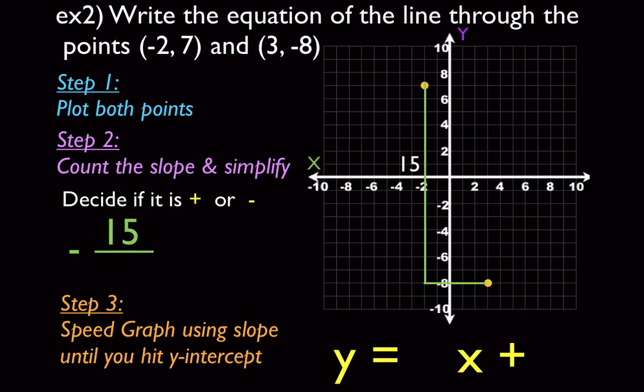If I count across there, it is 5, which then goes on the bottom. I, of course, need to think, how can I simplify? And it simplifies out to 3 over 1. 15 over 5 simplifies out to 3 over 1 with a negative sign.